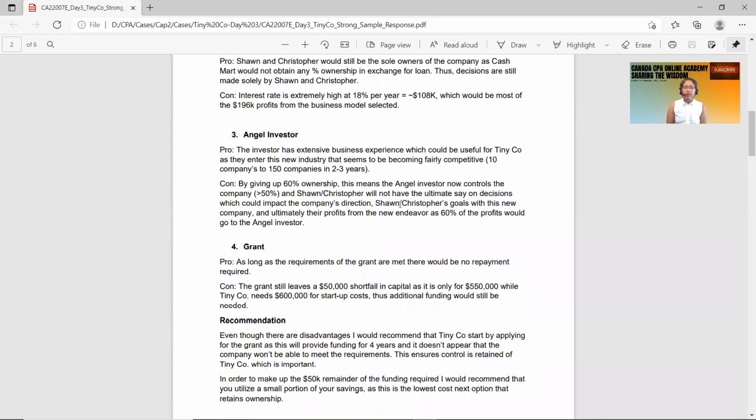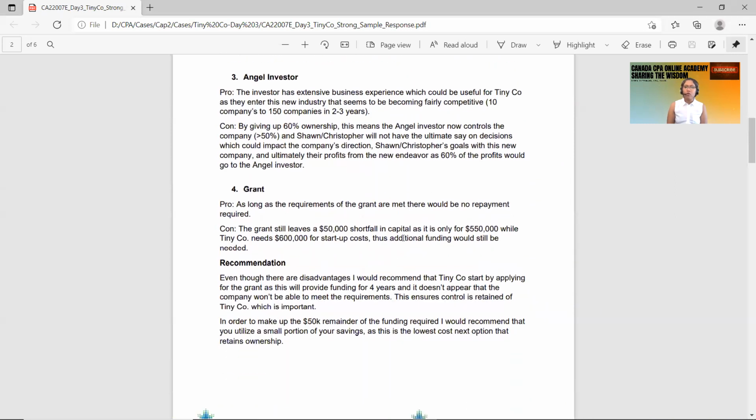Same for angel investor. What will happen? Grant, whatever happen. And then final simple conclusion. Based on all this, it would be advisable to go for the government grant. 50K is short, but they can use only that much part from savings or somewhere from else. They can source it, whatever your conclusion is. So it is not a very difficult AO to handle. It's just that you need to know what is exactly expected.